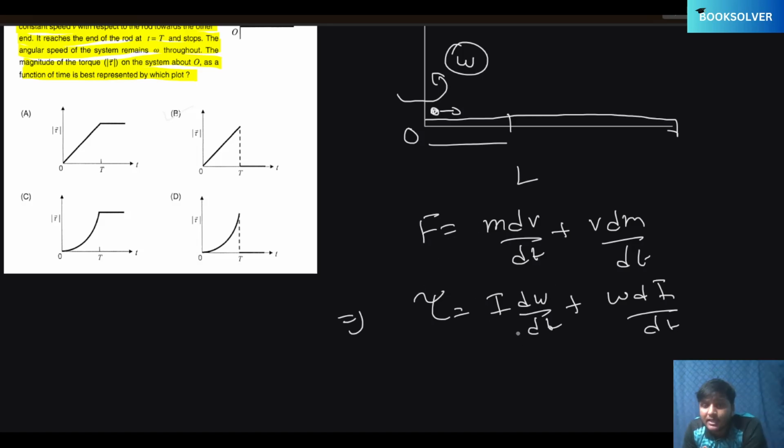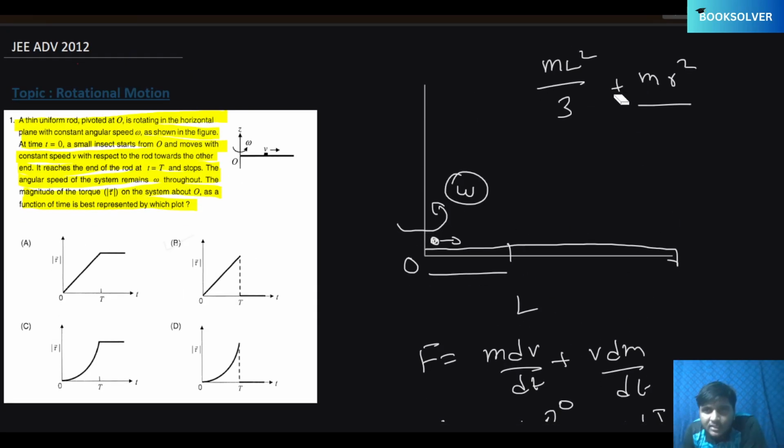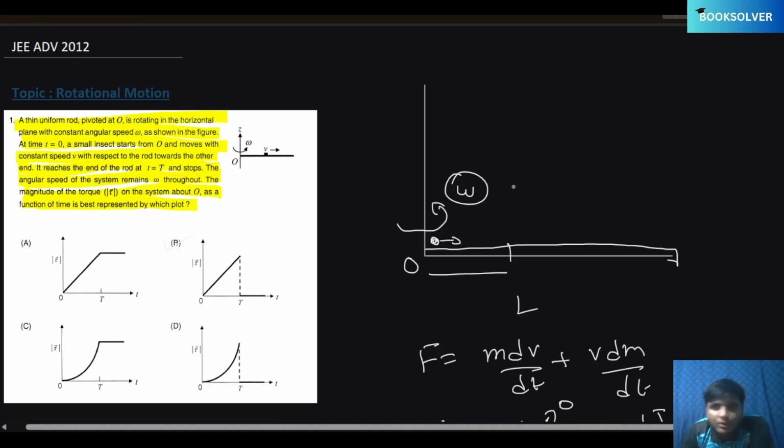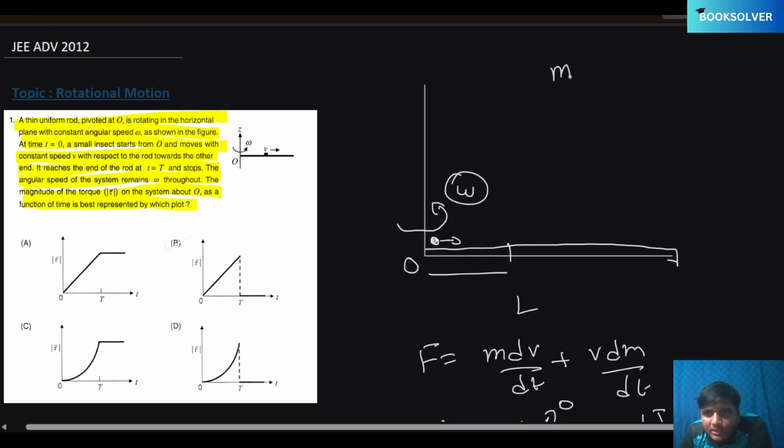Here we can see that omega is never changing with time. So we can say that this term is equal to 0 here. So torque is equal to omega times dI by dt. Okay, that is the change of moment of inertia with respect to time here. So let's write the moment of inertia at any time t. We know that the rod is not changing in structure, so its moment of inertia will always be equal to mL square by 3.